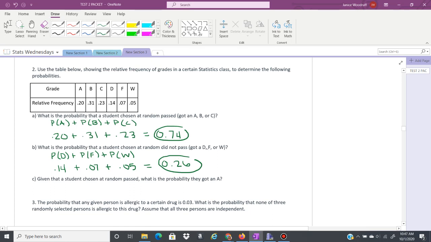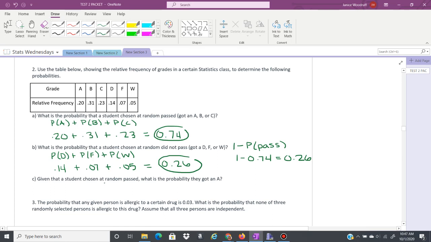So the other thing that you could have done, the probability the student at random did not pass, is you could do 1 minus the probability of pass. So 1 minus 0.74 would also give you the same probability. So there's more than one way to go about doing part B there. Okay, then you have part C.